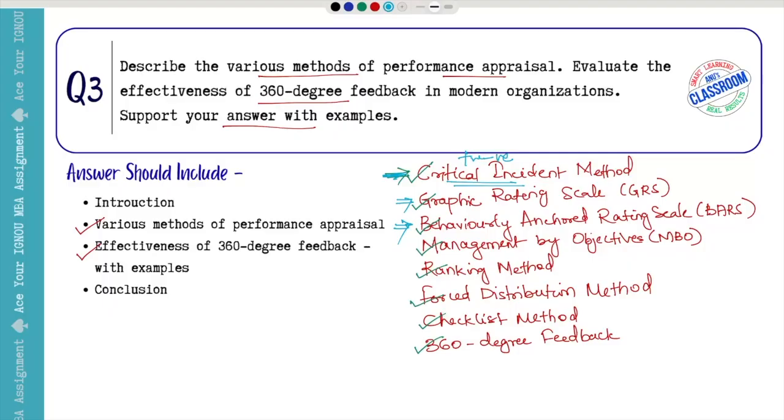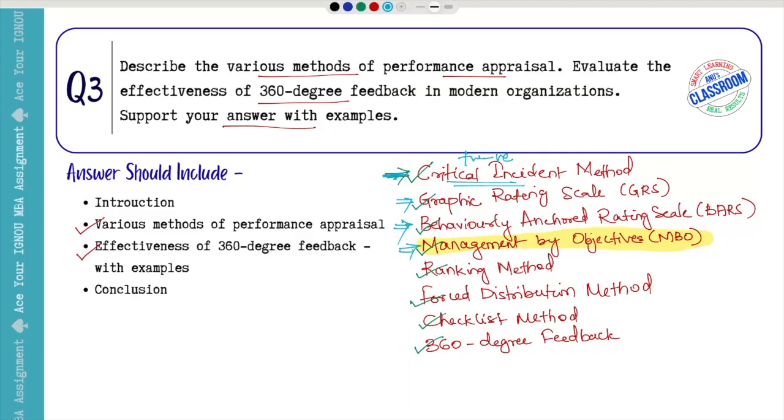Then the next is management by objectives. Now this is a very, very important concept, not from this particular question's perspective, but from your term-end examination perspective. Management by objectives is a very important topic, so understand it while you write the answer. That will make your studying for your examinations a little bit easier.